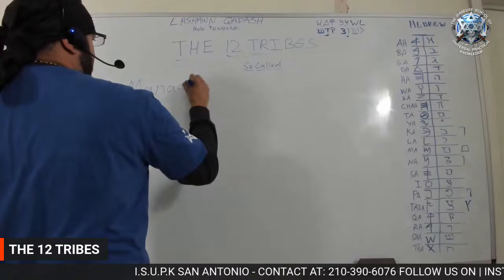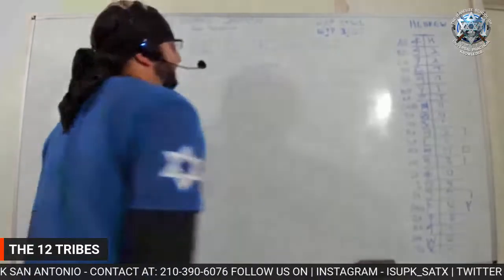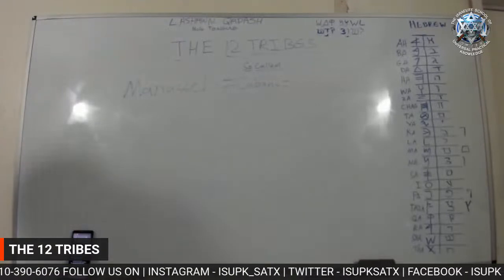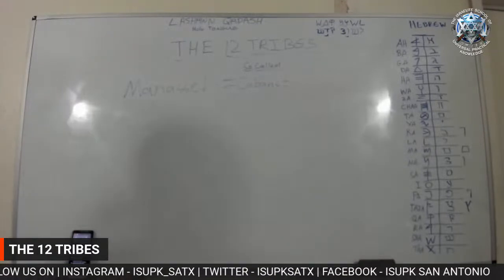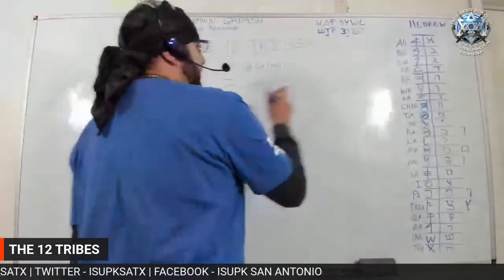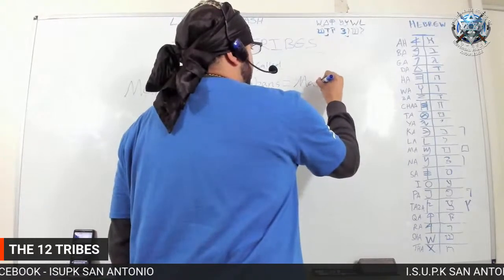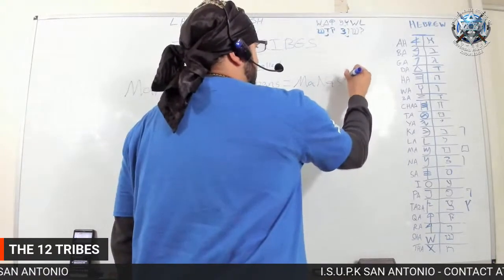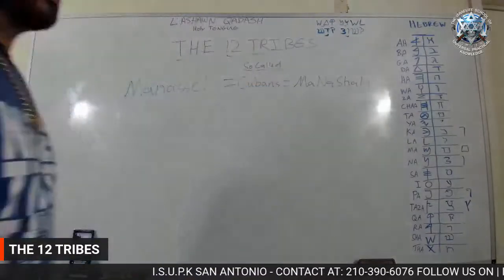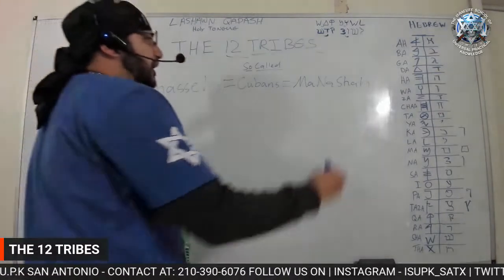So the so-called Cubans, and in the ancient Hebrew, the tribe of Manasseh is pronounced Manasseh. Make sure that y'all can see that. Manasseh. Tribe of Manasseh is Manasseh.